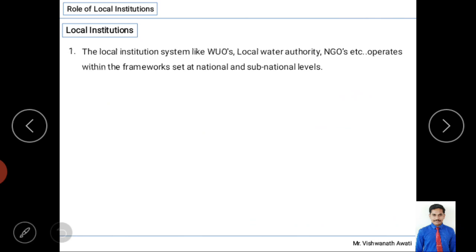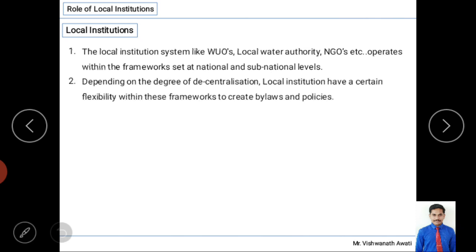We studied how water users organizations or associations are formed. It is under some act, right? Similarly, they have to work under rules and regulations, and those rules and regulations are uniform at the national level or subnational level. Depending on the degree of decentralization, local institutes have a certain flexibility within this framework to create bylaws and policies. So it depends from state to state.